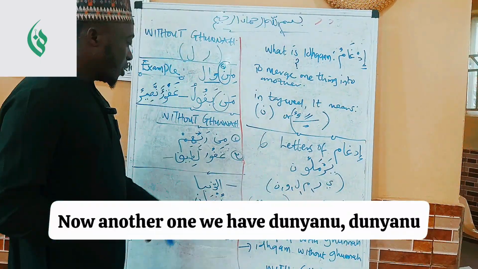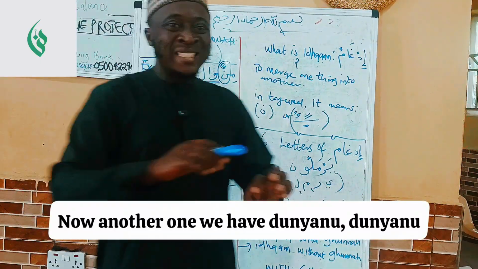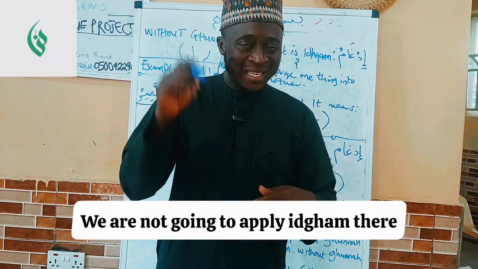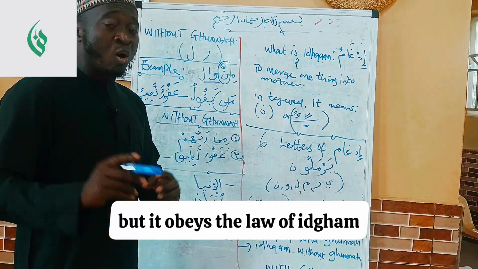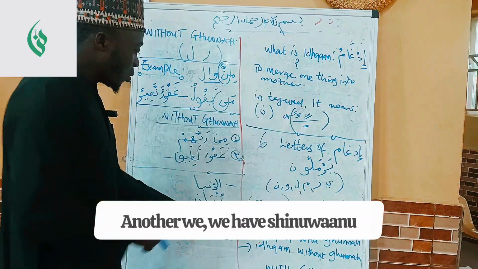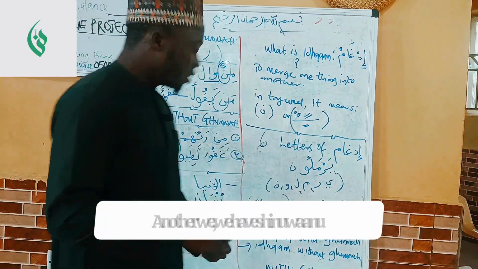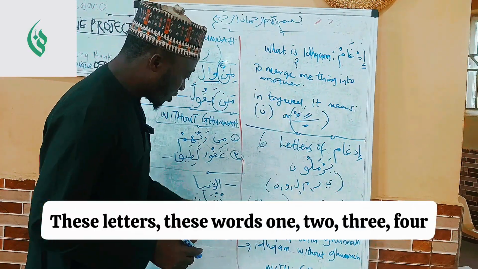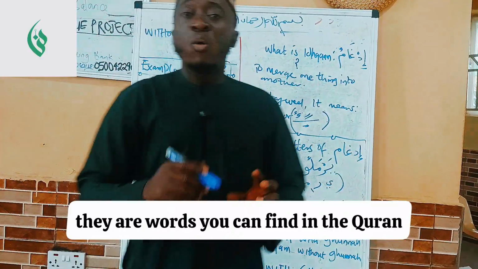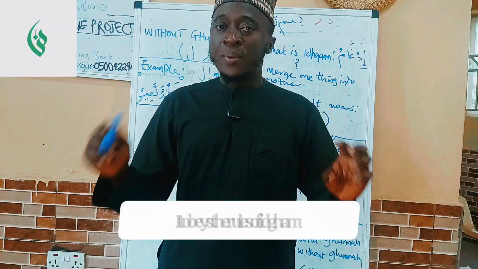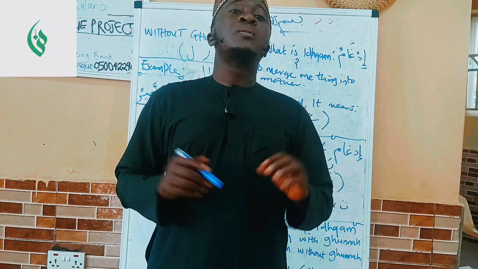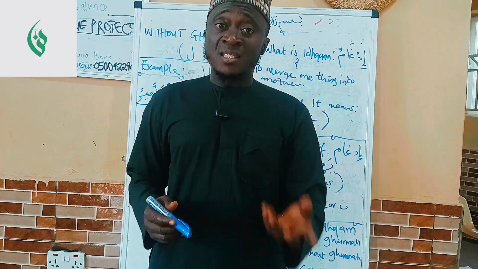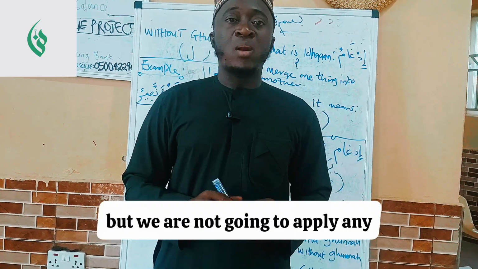Another one we have is Bunyanun. The same thing here. We have Nun Sakinah, we have Ya. We are not going to apply Idghām there, but it obeys the law of Idghām. Another one we have is Sinwanu, and we also have Tenwanu. These 4 words you can find in the Quran. They obey the rules of Idghām, but we are not going to apply Idghām. So if anybody asks us, it's actually Idghām, but we are not going to apply any.